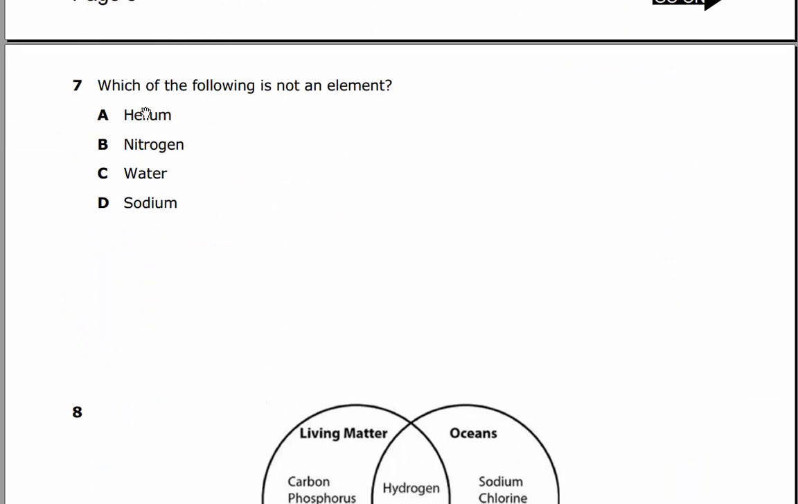Number 7. Which of the following is not an element? Is it A, helium, B, nitrogen, C, water, or D, sodium?